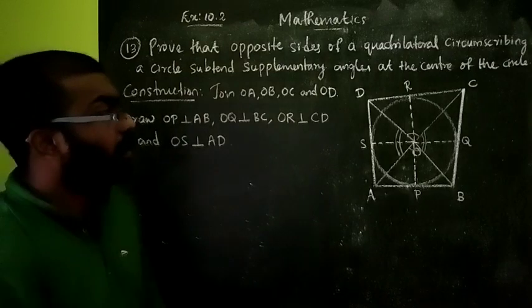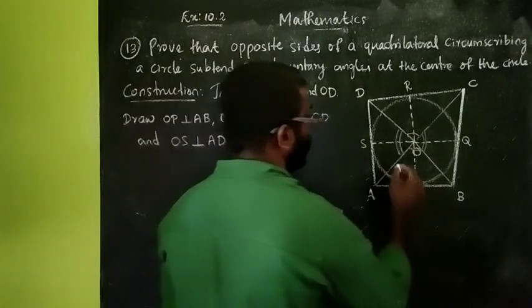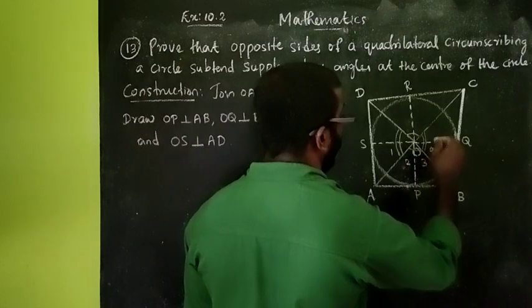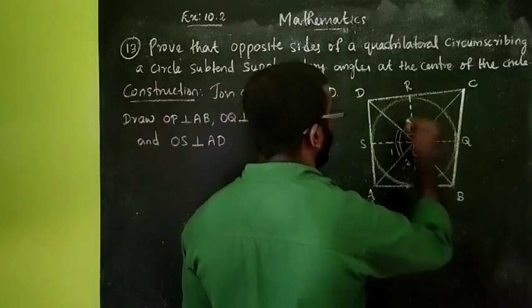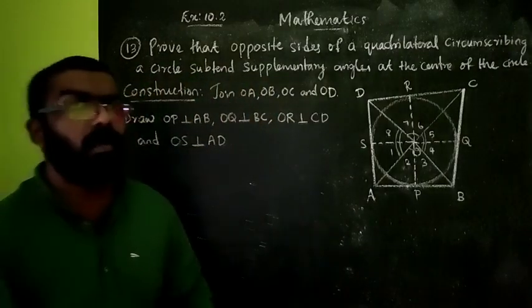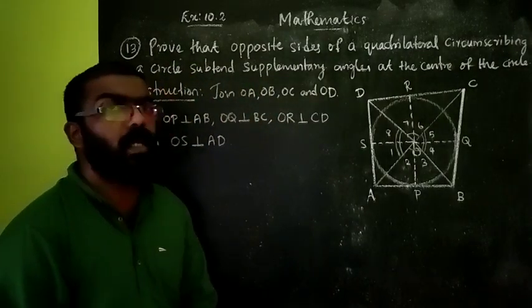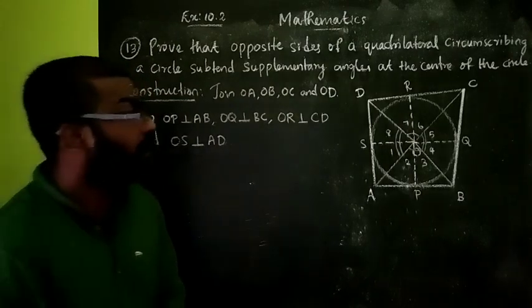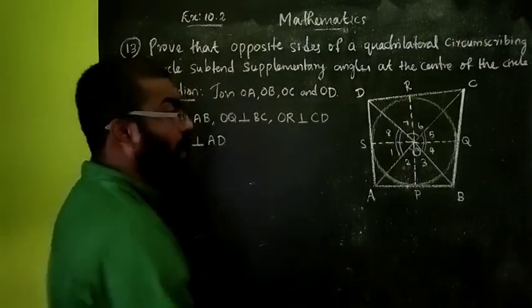Okay. Now we can mark the angles as 1, 2, 3, 4, 5, 6, 7 and 8. In order to make our calculation easier, we can mark 1, 2, 3 up to 8. There are 8 angles. Right. And what about angle 1 and 2?